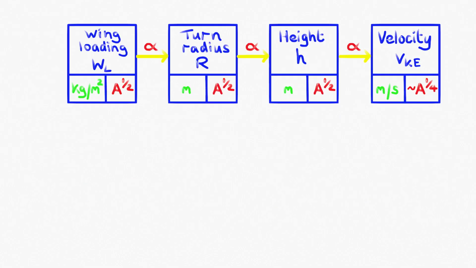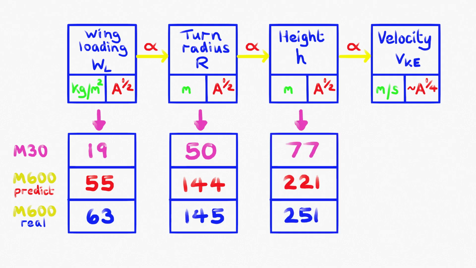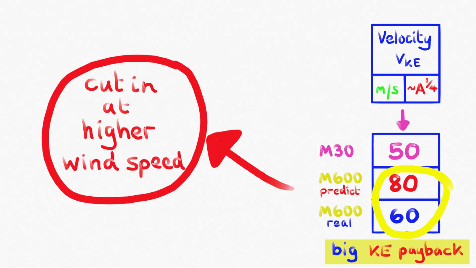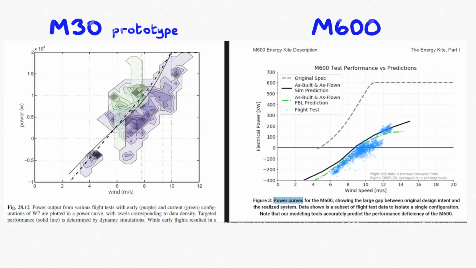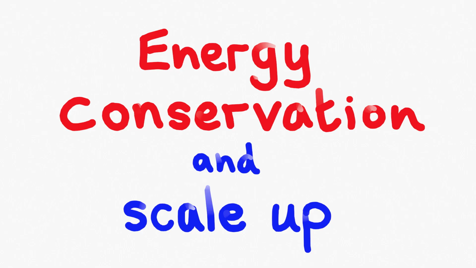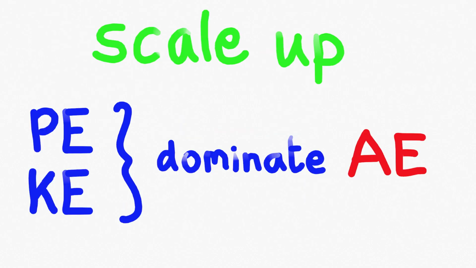Looking at the Makani scale-up, the maximum kite velocity is much lower than the kinetic energy loop velocity, resulting in a large kinetic energy payback using more aerodynamic energy, giving a delayed cut-in. When scaling up the kite area, the potential energy and the kinetic energy increase faster than the aerodynamic energy.